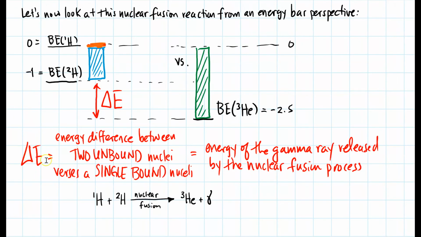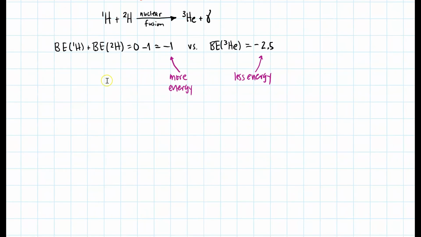Written out, delta E, the energy difference between two unbound nuclei versus a single bound nucleus. This difference in energy is then the energy of the gamma ray released by the nuclear fusion process. So it's the energy of these two minus the energy of this one, and that difference then is the energy of the gamma here.